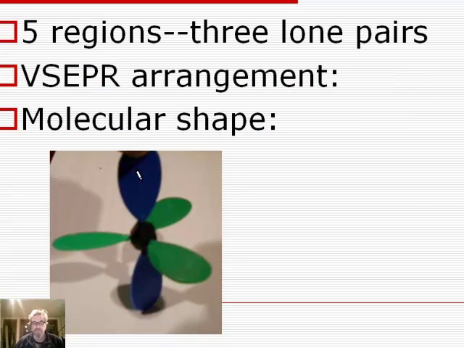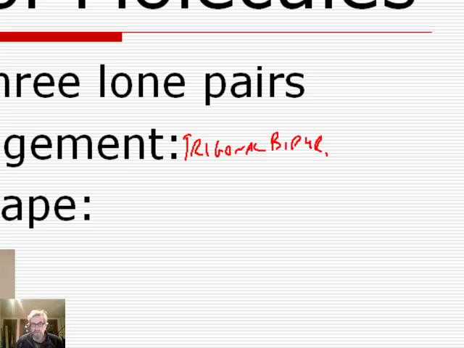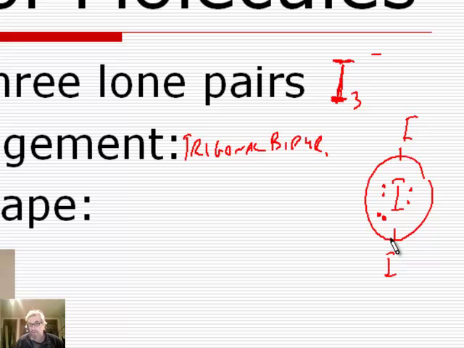You might even have the case where you have 5 regions of electron density and 3 of them are lone pairs. Well, the valence shell electron pair arrangement is, of course, going to be trigonal bipyramidal because there are 5 regions of electron density. Here's an example of such a species, the I3- ion. It's a polyatomic ion with 3 iodines, sort of an obscure ion. The Lewis structure looks like this. I have I bonded to 2 other I's, and then there are 3 lone pairs. So that means a total of 5 regions of electron density, but 3 of them are lone pairs.